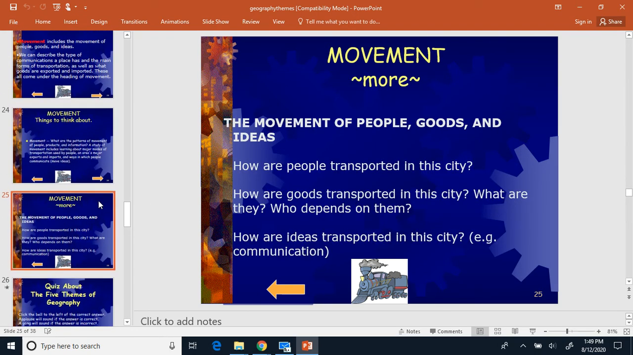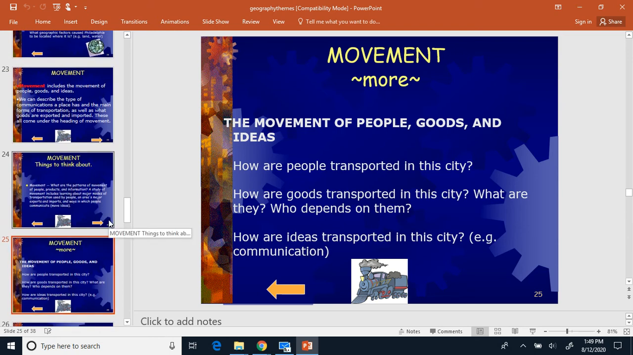Okay. All right. Let's go ahead and stop there because that ends our section. So that completes that section of notes about our 5 themes of geography. And then next time, we'll get into our next section. And tomorrow, we'll start up on latitude and longitude.